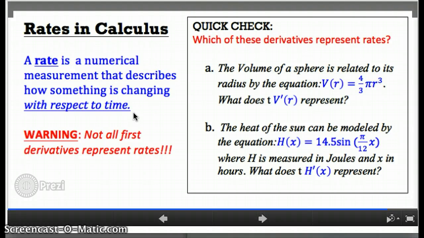Let's see if you understood that explanation. Take a look at the two situations, A and B. In each of these situations, we have an equation or a function that's modeling some quantity, and each of these functions have inputs and outputs, in other words, independent and dependent variables. Which of these two derivatives would represent a rate?